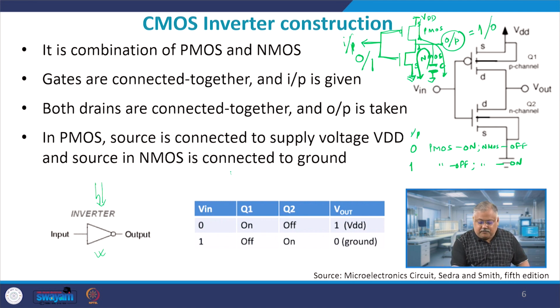Therefore, we refer to PMOS as a pull up device in logic, and we define NMOS as a pull down device. Why?